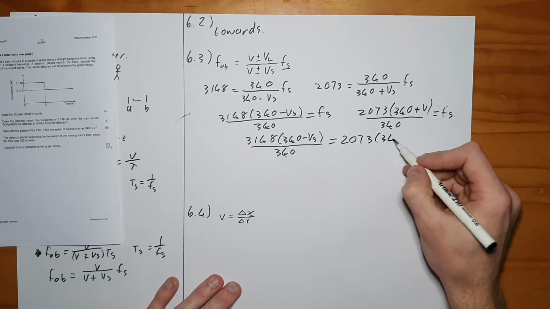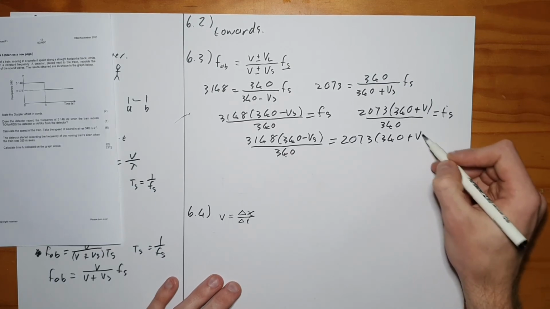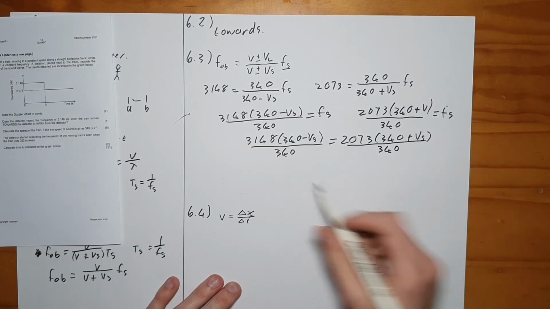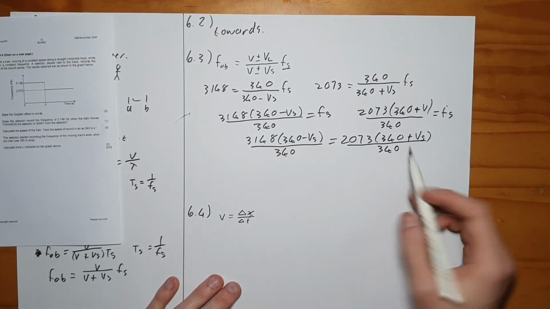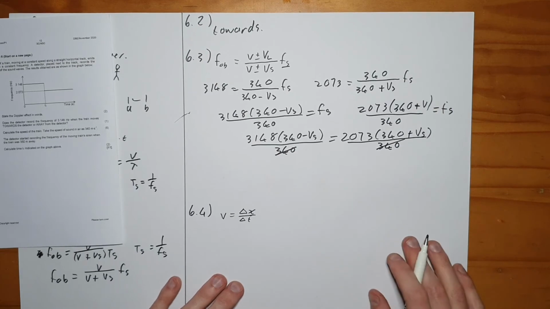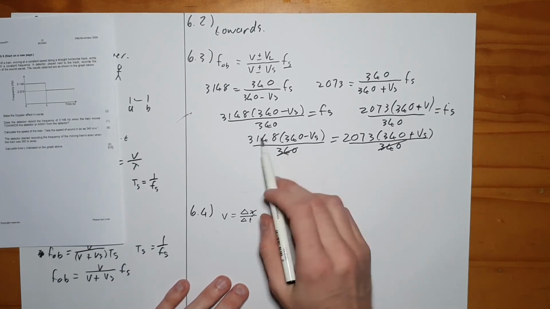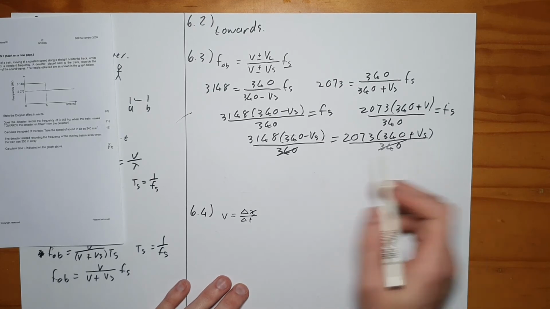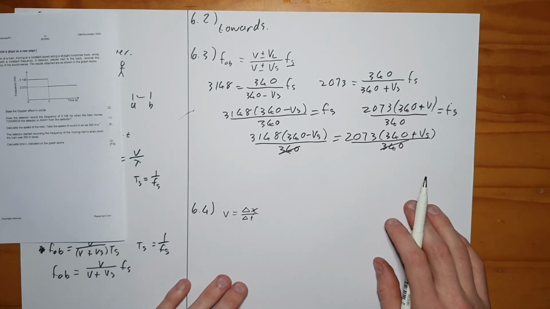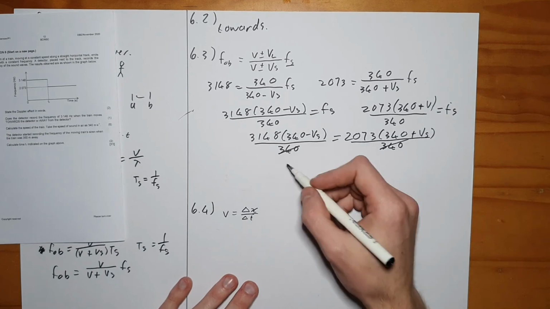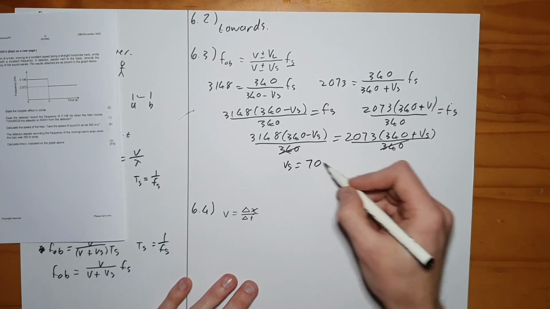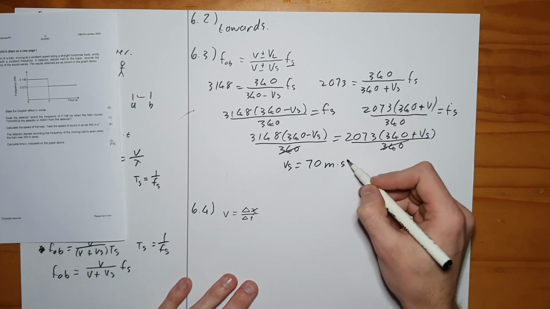Once you've got the following here, note that they both are being divided by 340, so that will cancel out. Now we just need to sort out the algebra. Be careful of the negative here. We take all the vs's to one side, all our numbers to the other side, and if you sort out that algebra, you should get a value of vs equals 70 meters per second, to the power of minus 1.